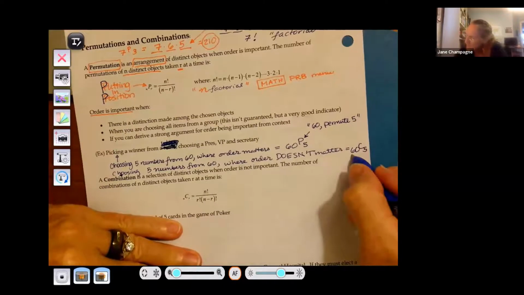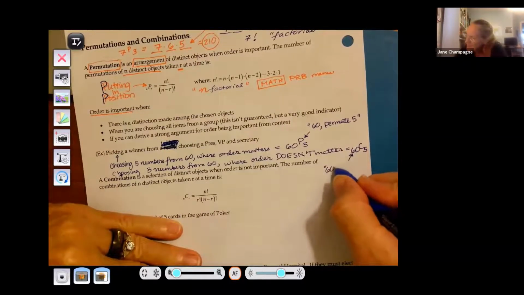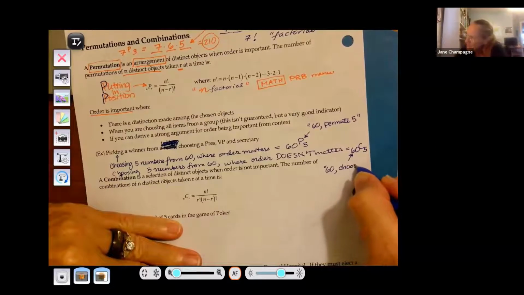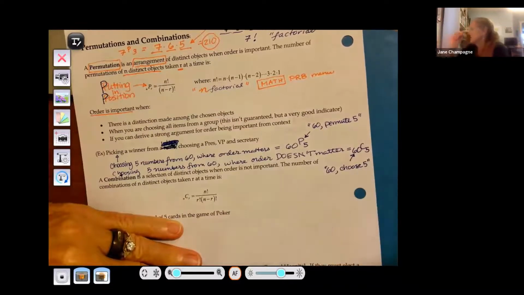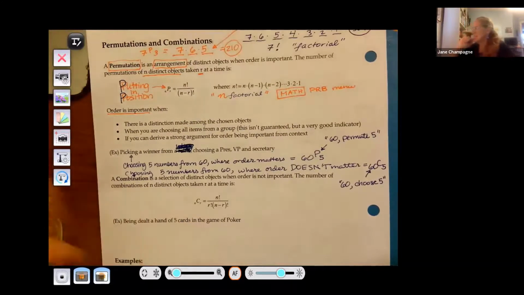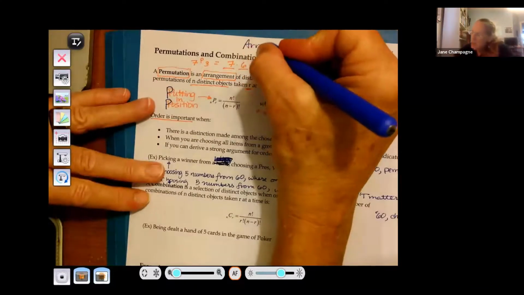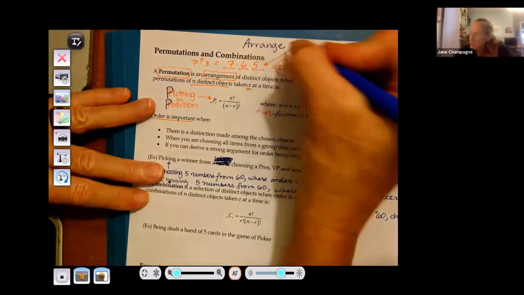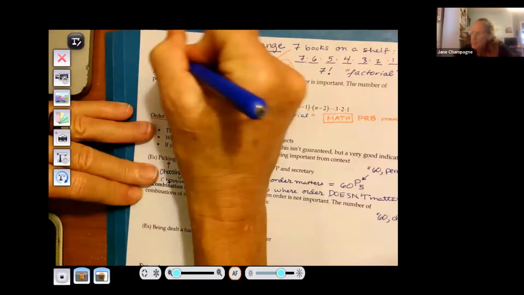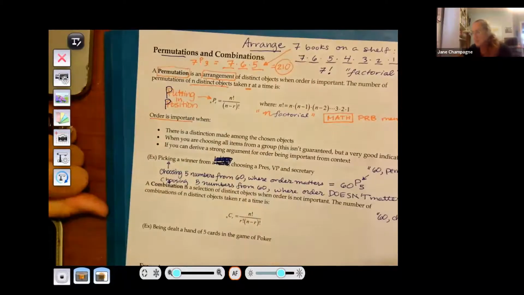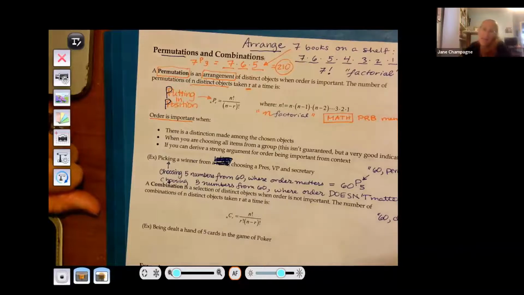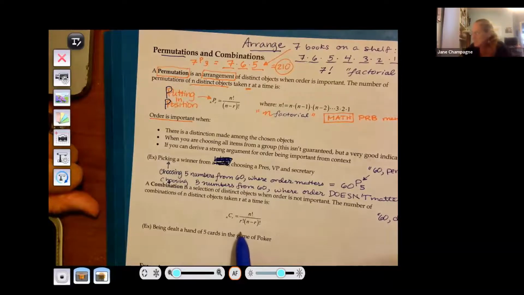Whereas this one, I would read 60, just choose 5. Okay, so that's the difference. Real important to look at the context and see. Sometimes it's real simple, sometimes it's not. Now, obviously, if you're arranging books on a shelf, anytime you see the word arrange or arrangement, that's a permutation. That's where you're putting into position. If they just say a group or a committee, that's going to be a combination.